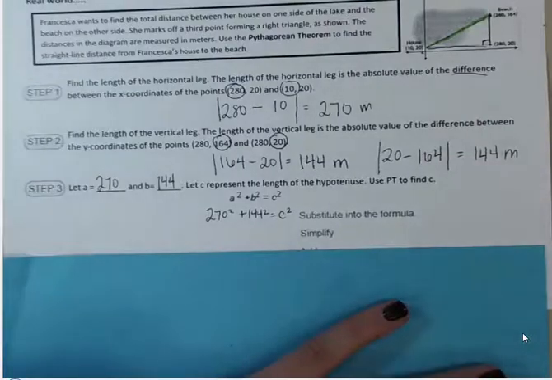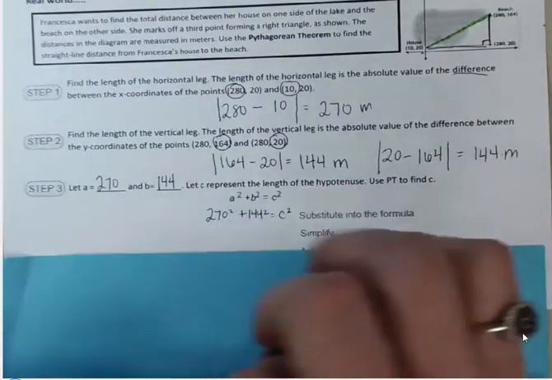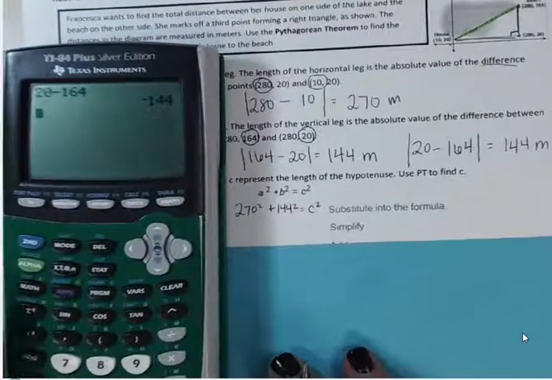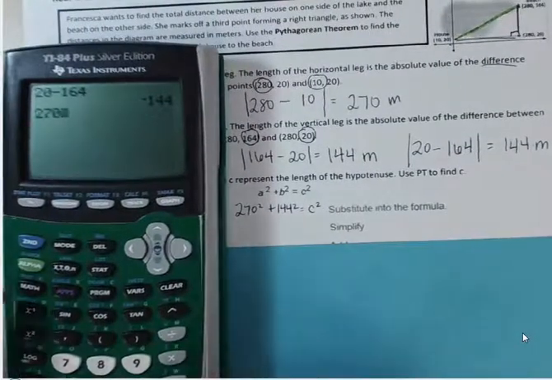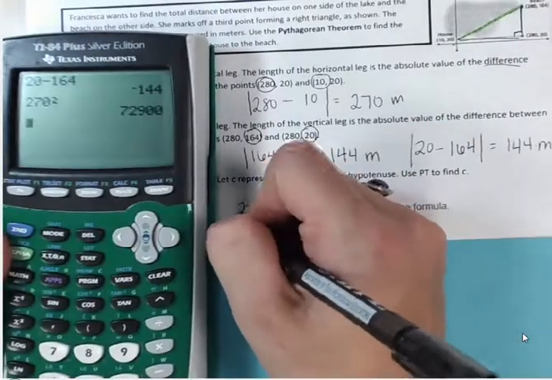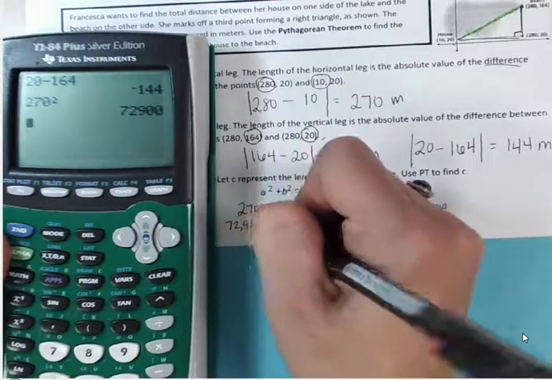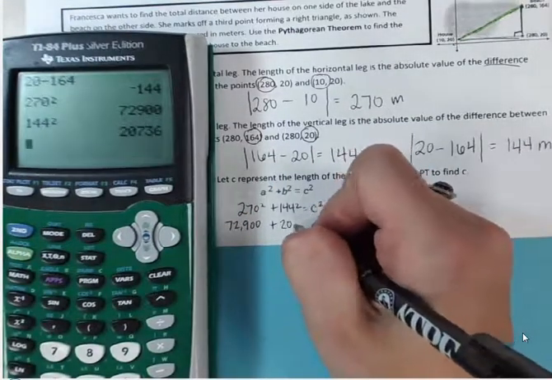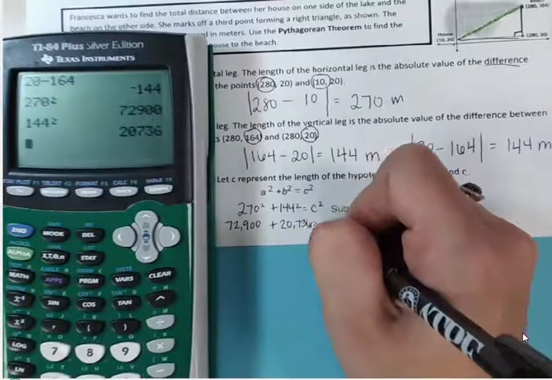Okay, so now I need to simplify. 270 squared, I don't know that, and if you know that, props to you. 270 squared is 72,900 plus 144 squared is 20,736, which is equal to C squared.